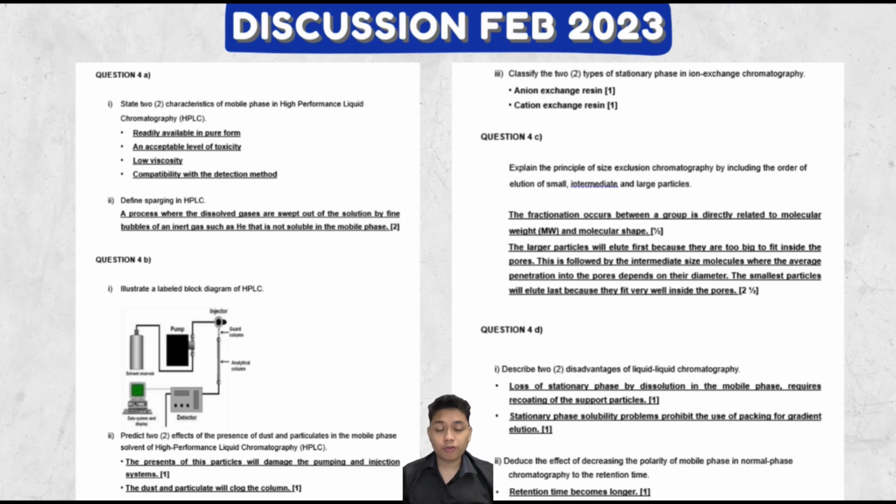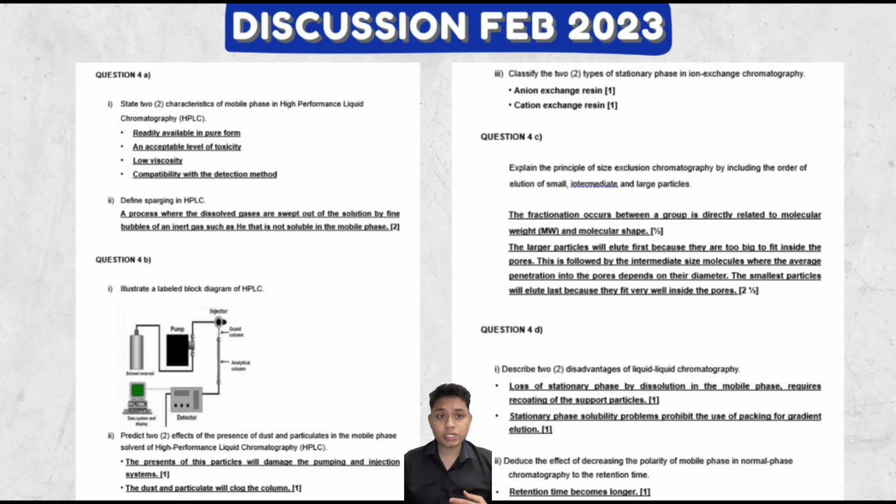Alright guys, so for question 4B that consists of three questions. The first question is to label the block diagram of HPLC. You can pause the video to see the diagram that we already inserted in the questions. For the second question, the answer is the presence of particles will damage the pumping and injection system. The dust and particulate will clog the column. For the third question, the answer is anion exchange resin and cation exchange resin.